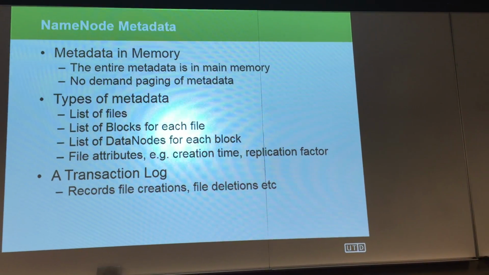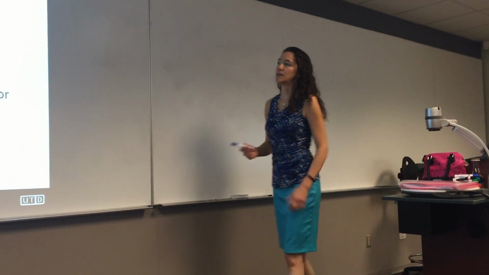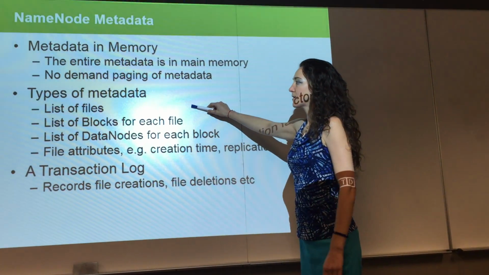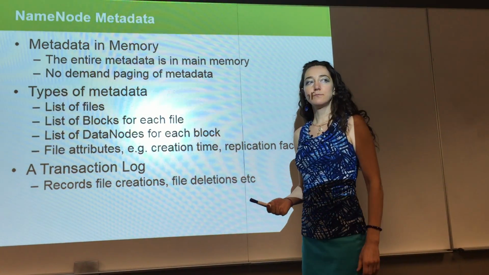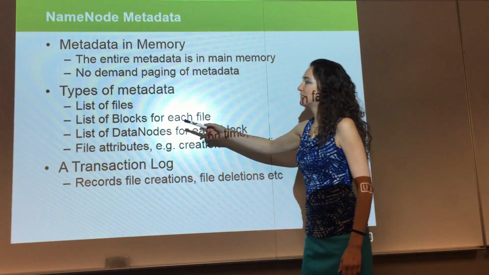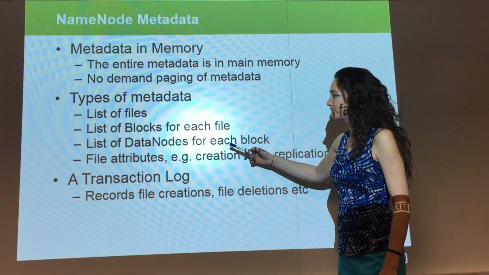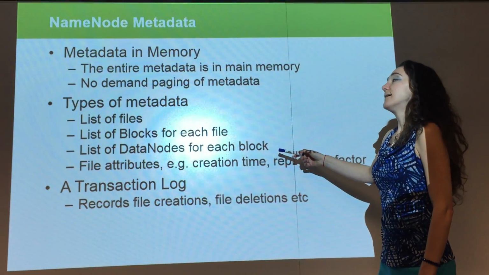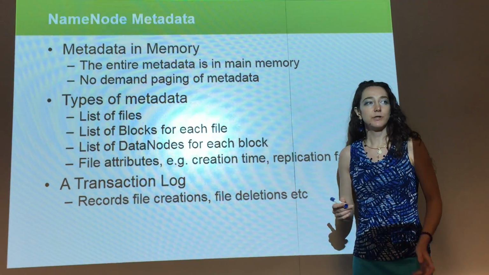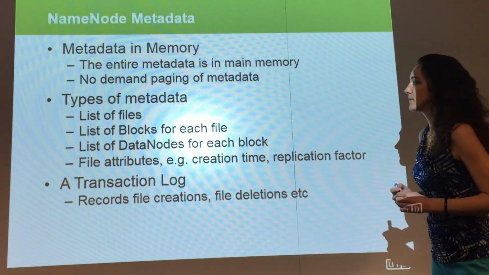So what kind of metadata does it store? The list of the files. The file can be broken into one or more blocks. So the list of all the pieces of that file, or all the blocks that it is made of. Now these blocks can be in more than one data node. So in which data nodes are all the blocks? That's part of the metadata.